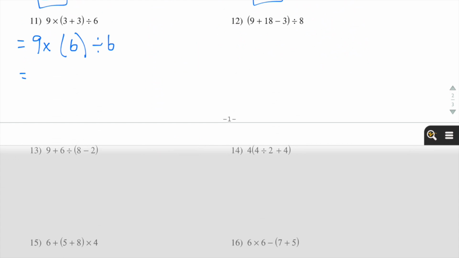Then what we do is go through the order of operations again, and you can disregard the 6 in the parentheses. There's no operations inside there, so you can just think of it as 9 times 6 divided by 6. Okay, so then we do the order of operations again. Parentheses, no. Exponents, no. Multiplication, division, yes. So let's just go left to right. We get 9 times 6 is 54, divided by 6. So what we end up getting when we do that is 9.